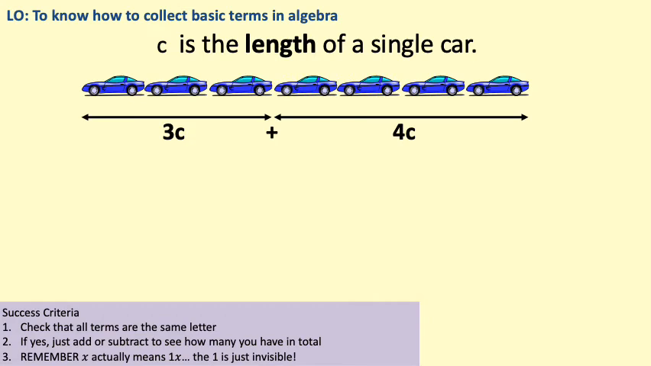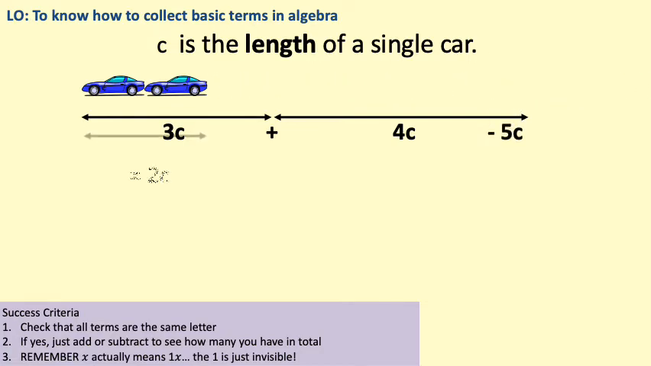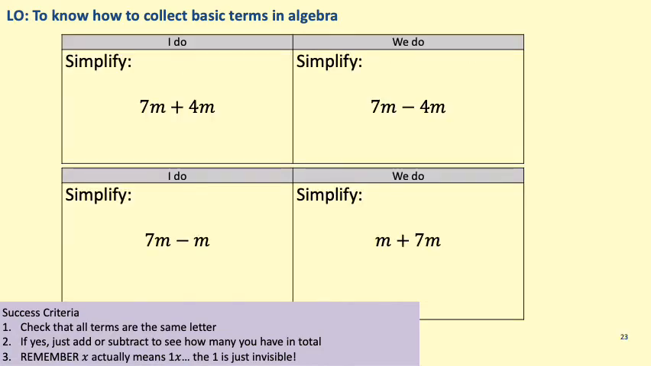Another one here, we have c represents the length of a single car. So as you can see, we've got 3 cars there plus another 4. So we had 7 cars in total, and then we took away 5 cars. So there's only 2 cars left. So let's give it a go now. Now we don't have the illustrations anymore, but it's the same concept. So we have 7 lots of m.